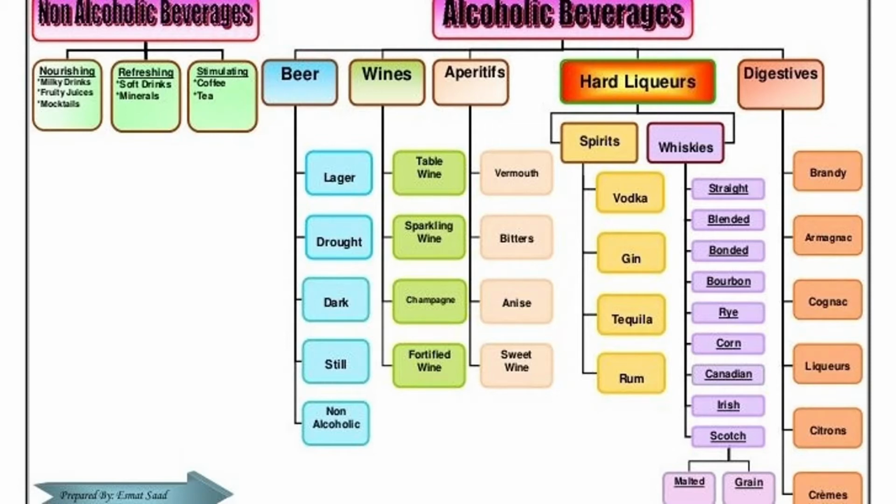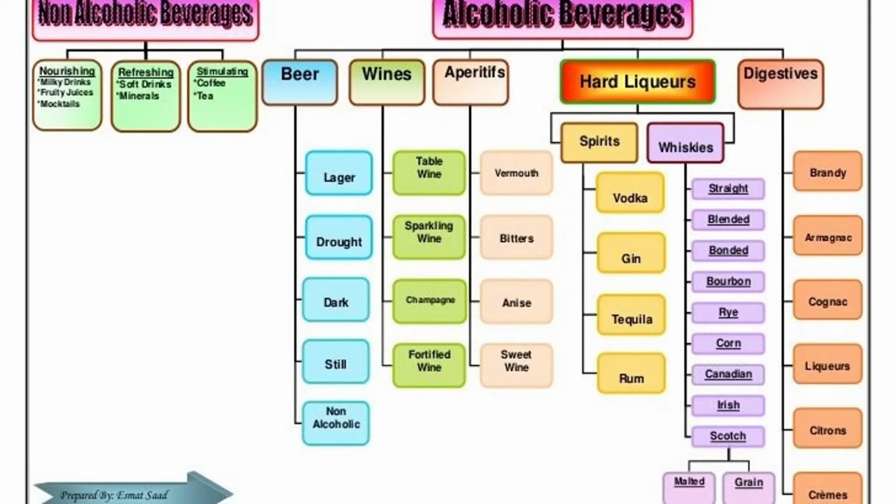Obviously it doesn't attempt to do absolutely all drinks, and water's not in here. But first of all, it splits drinks into alcoholic drinks and non-alcoholic drinks. And then within each category, it splits them further down. So let's look in for the alcoholic beverages. It's split into beer, wines, aperitifs, hard liquors, although it's actually written liqueurs, and digestives. And I might not agree with this categorization, but that's not important right now.